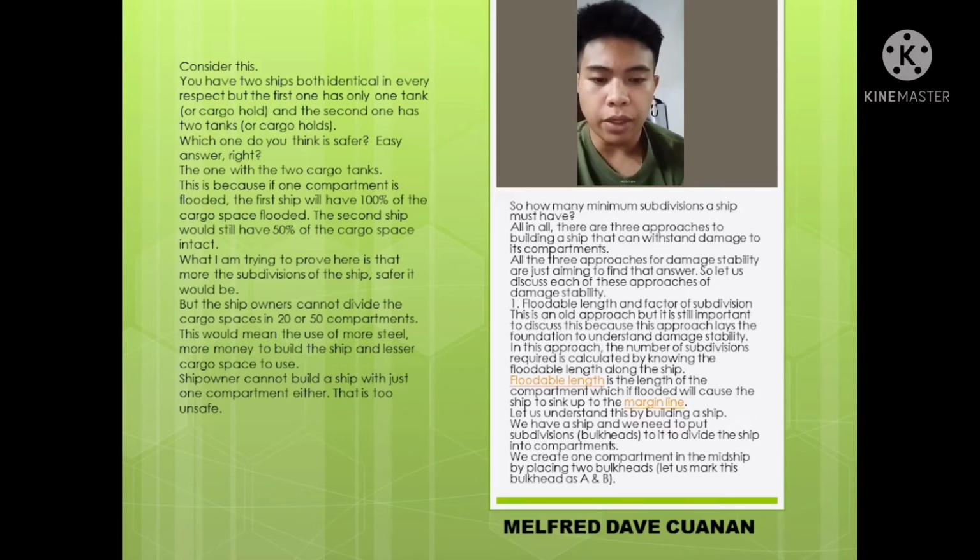We have a ship and we need to put subdivisions or bulkheads to it to divide the ship into compartments. We create one compartment in the midship by placing two bulkheads. Let us mark these bulkheads as A and B.